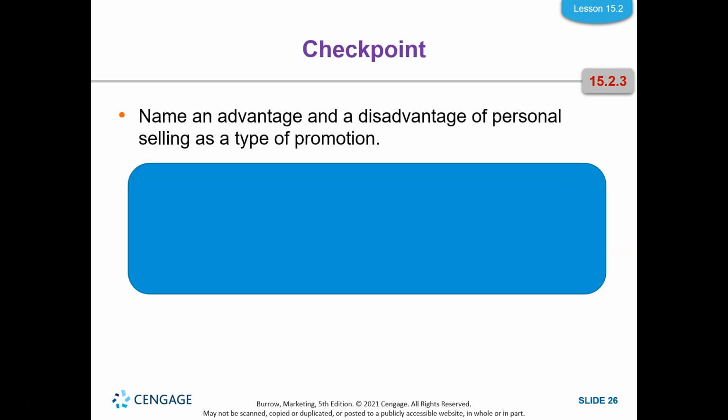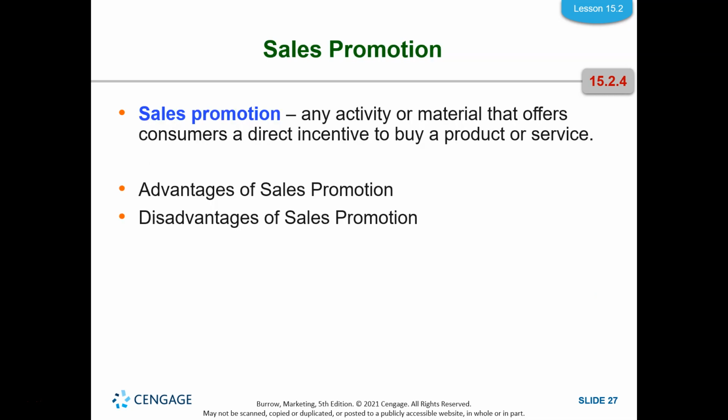Okay, so moving on. Checkpoint questions for this section can be found on page 430, and the question is this: name an advantage and a disadvantage of personal selling as a type of promotion. I will pause now so that you may do so. And moving on. Sales promotion in section 15.2.4.